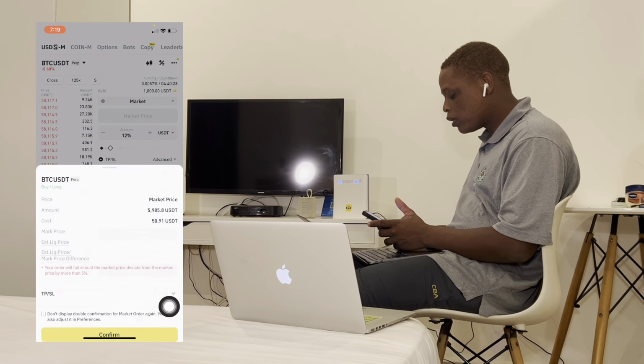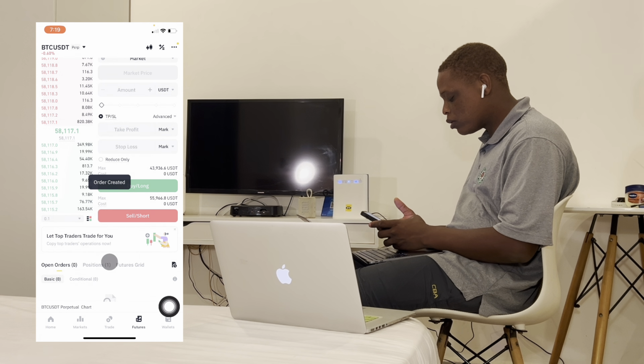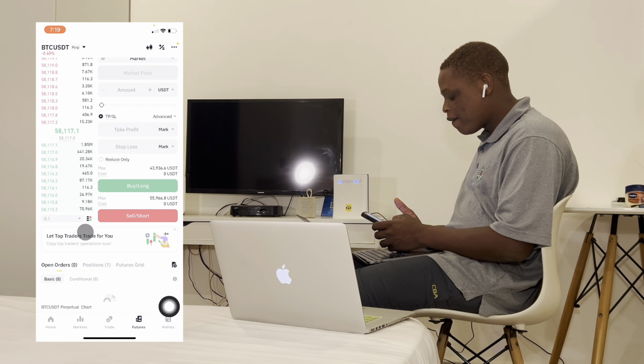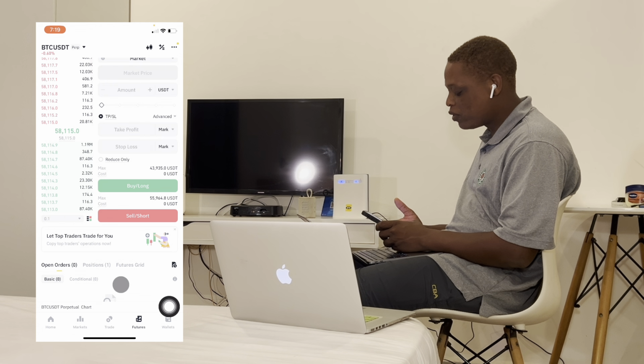Now what I'll do is I'll enter buy long, right? So I just click on the buy/long here. Have you seen it? Buy/long. I was telling you that the margin ratio becomes the amount you use to take the trade. We have open orders and positions. Because I've just entered a trade, I've not added my take profit and stop loss here.